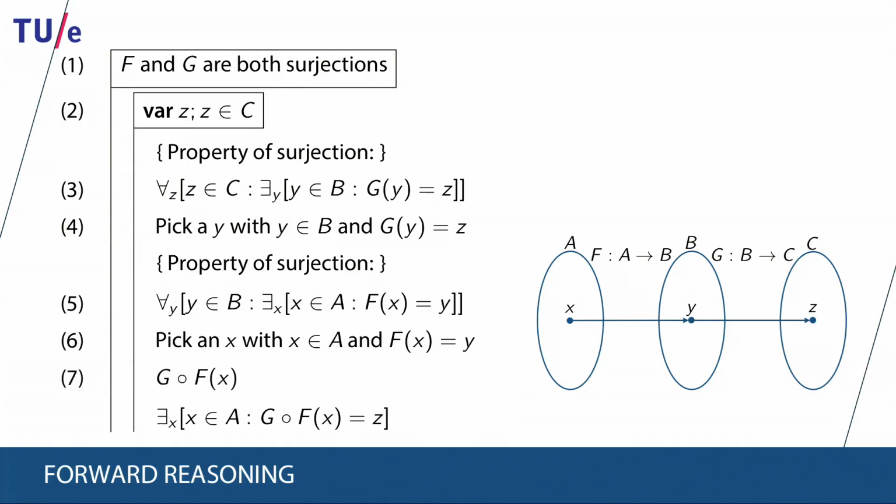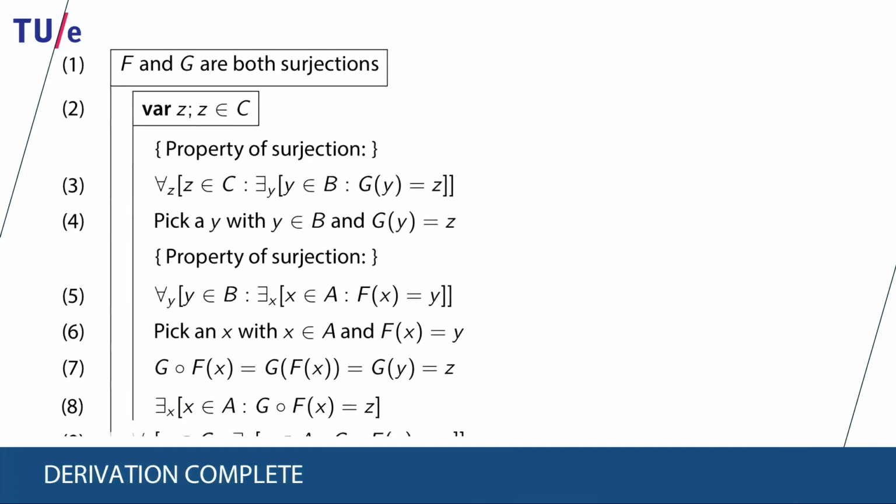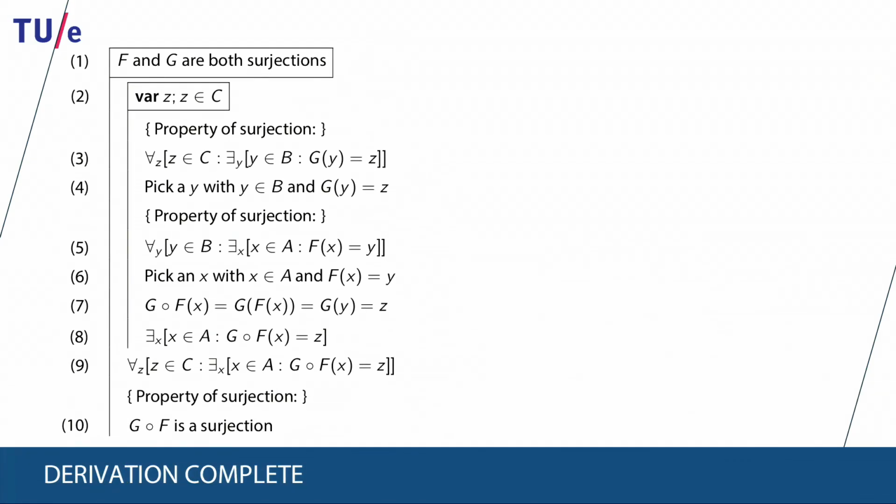Starting with G after F applied to X, by the definition of composite mapping, this equals G applied to the result of applying F to X. Then, since f of x equals y, in G applied to f of x, we may replace f of x by y. And then we may use that G of y equals z. We have found an x in A that is mapped to z by G after f. Thereby, our derivation is now complete.